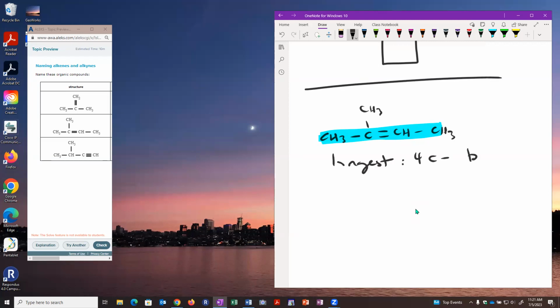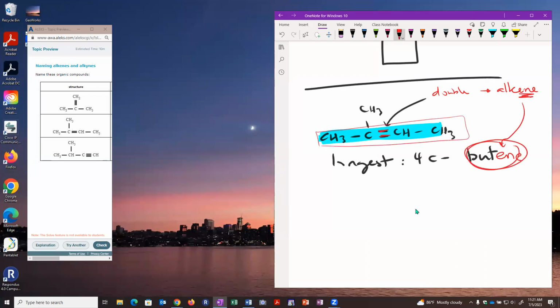So that would be a but for 4 carbons. This here is a carbon-carbon double bond. That would mean that it's an alkene, which means this would be named butene. So butene across the middle. This takes care of that entire thing. Now, that's not the only thing we have. We also have this group here that's a methyl, and we need to say which carbon it is attached to.